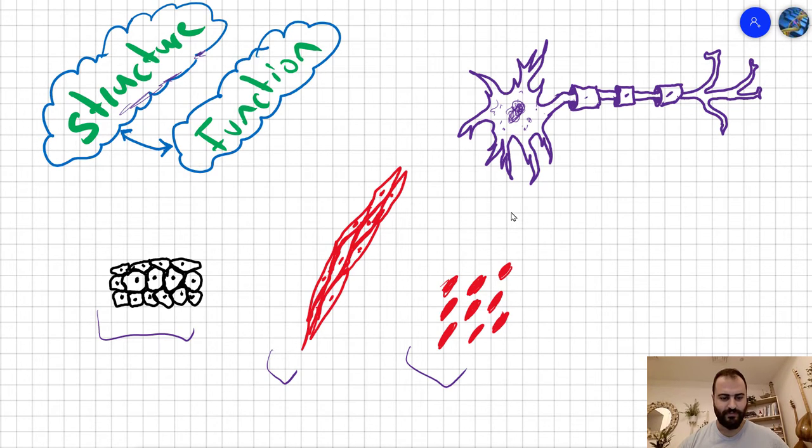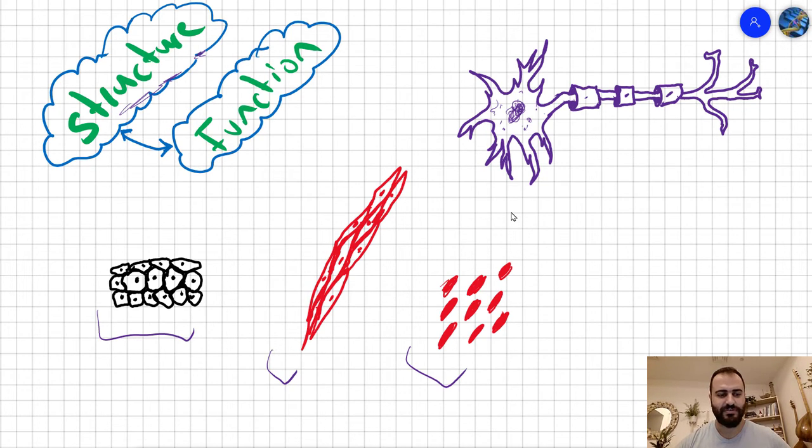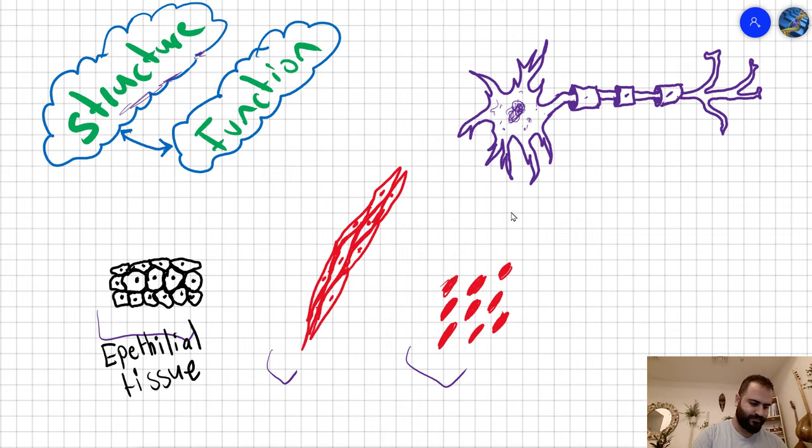So looking at this tissue, this one is the skin tissue, or we call it the epithelial tissue. Epithelial tissue is the tissue that forms the skin. And if you look at these cells, they form layers. Each one is called an epithelial cell or skin cell. They are very close to each other.